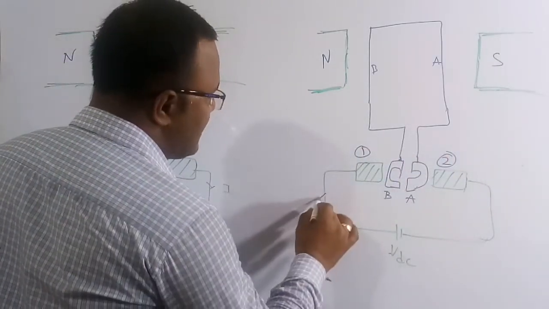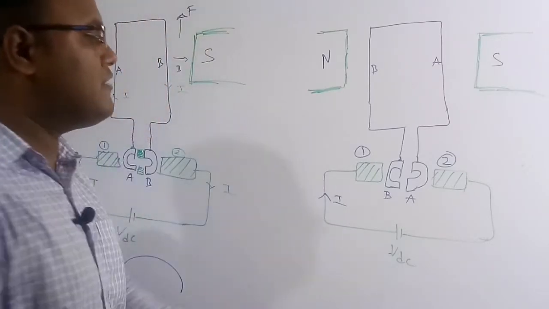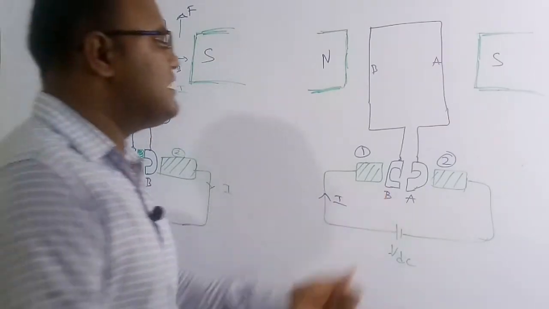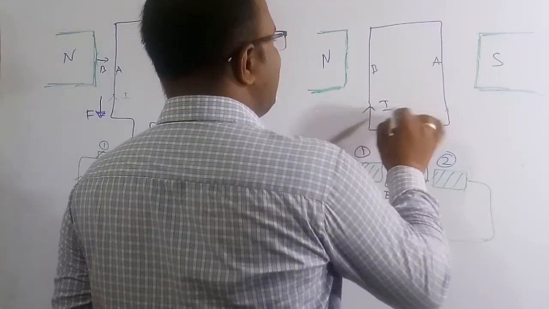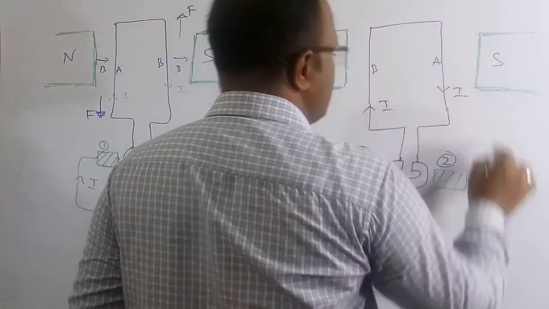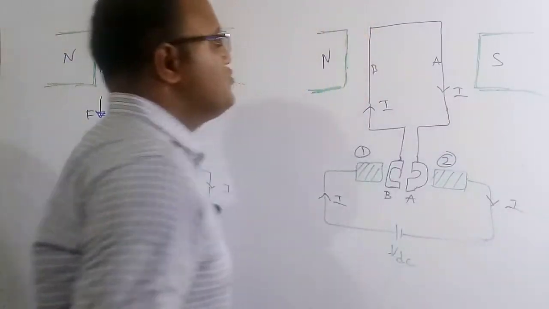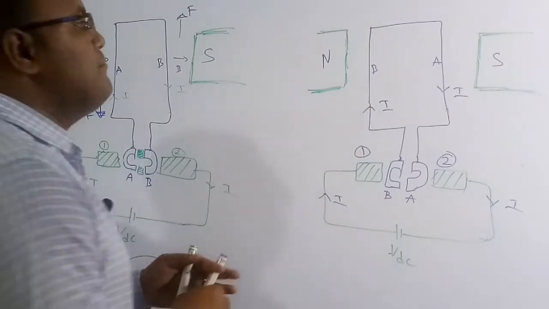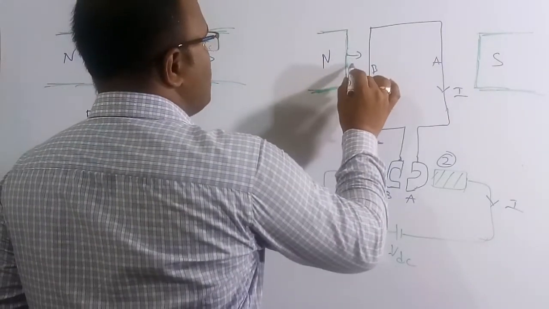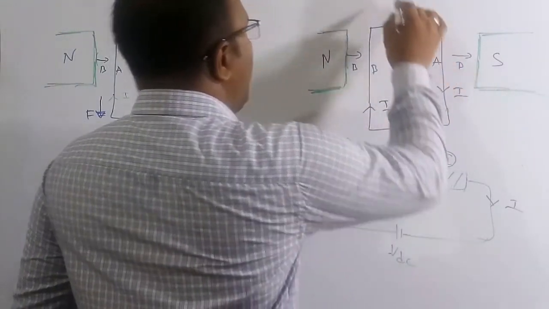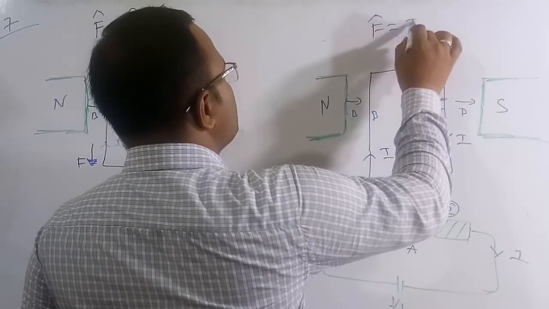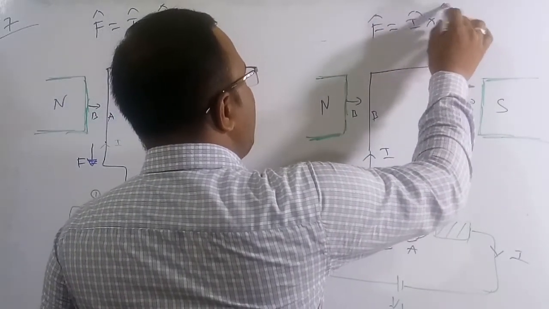And here also the current is in the same fashion, because current will always go from the positive polarity, go inside here, make a closed loop, and come outside here. The magnetic field will be from north pole to south pole. Now I want to know the direction of the force on connector B and connector A.